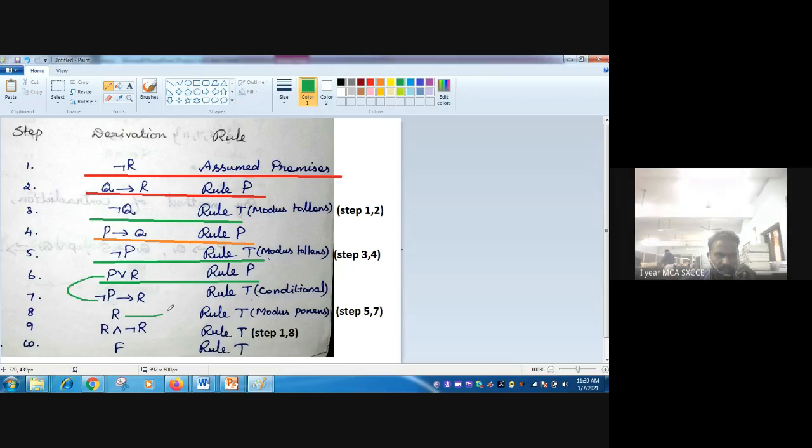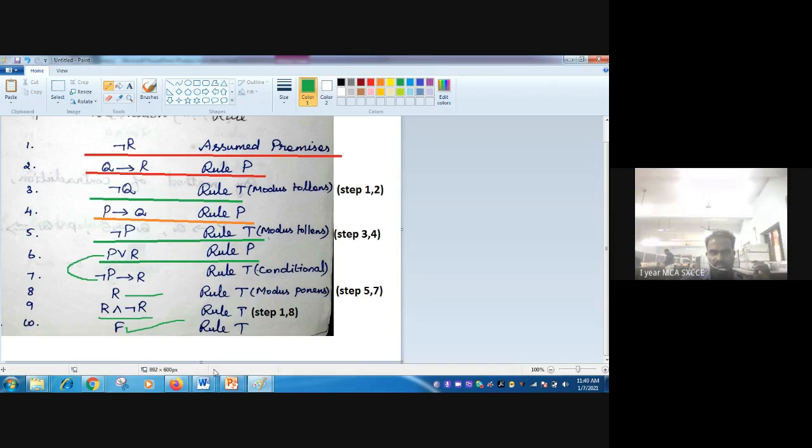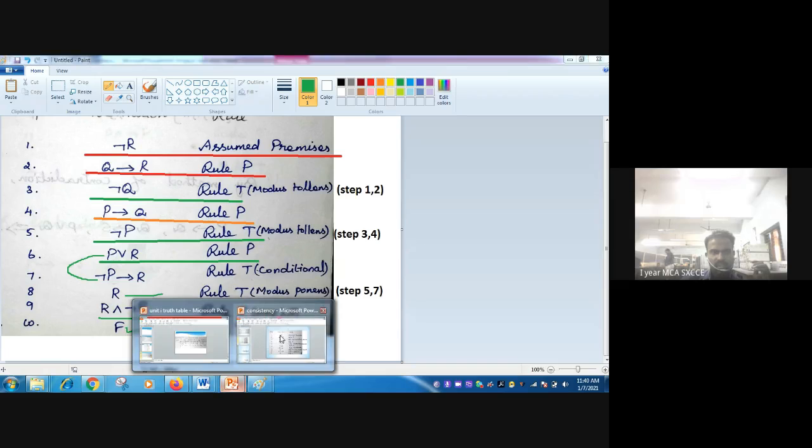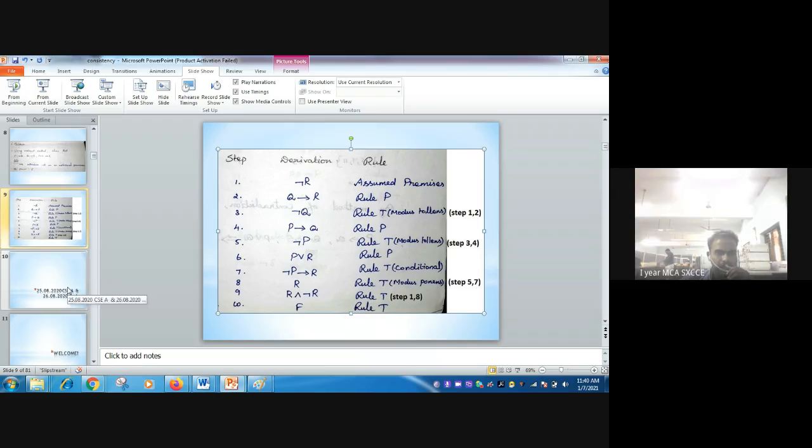And after that, combining steps 1 and 8, we get R cap negation R, which is false. Therefore, our aim is fulfilled. Therefore, by the indirect method of proof, the conclusion is R. The conclusion is R. Understand?